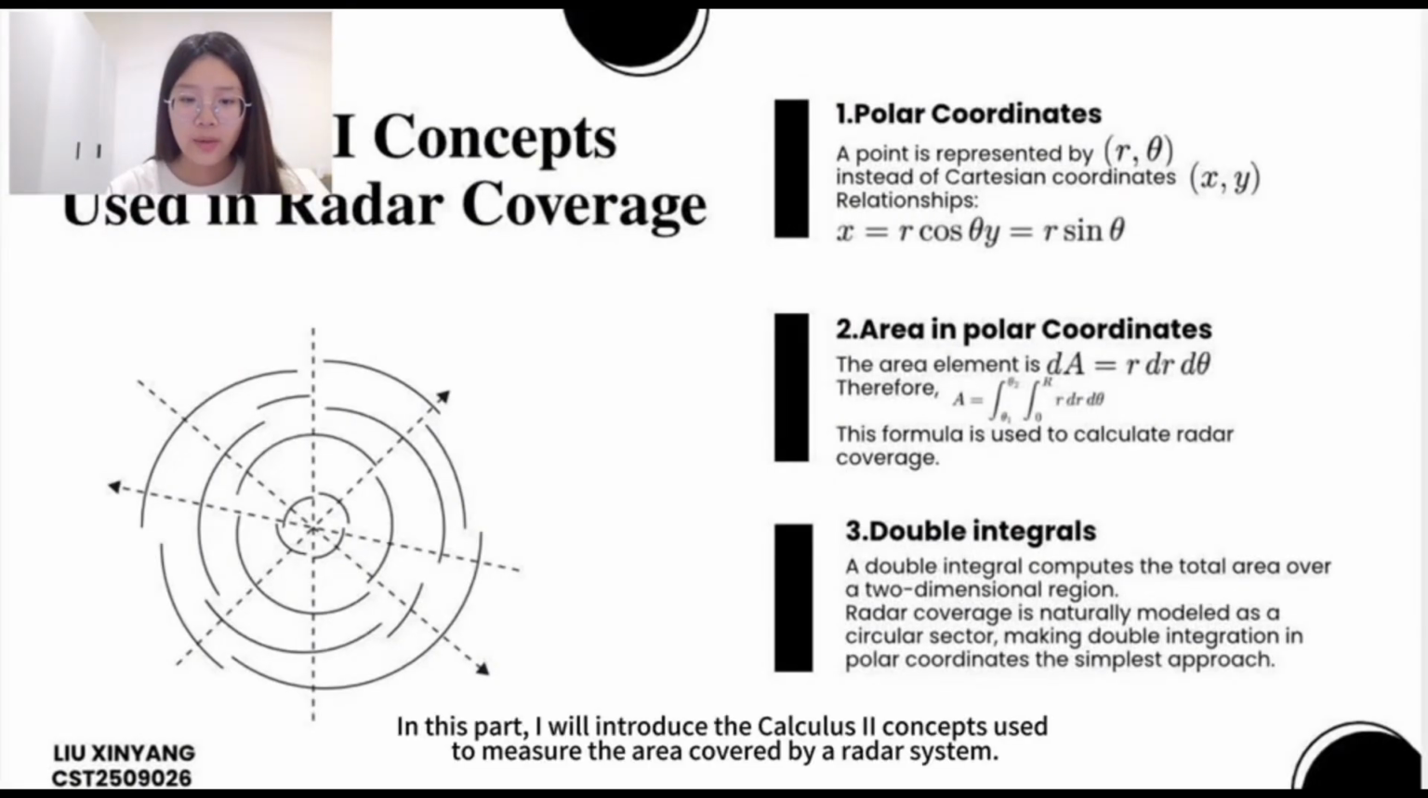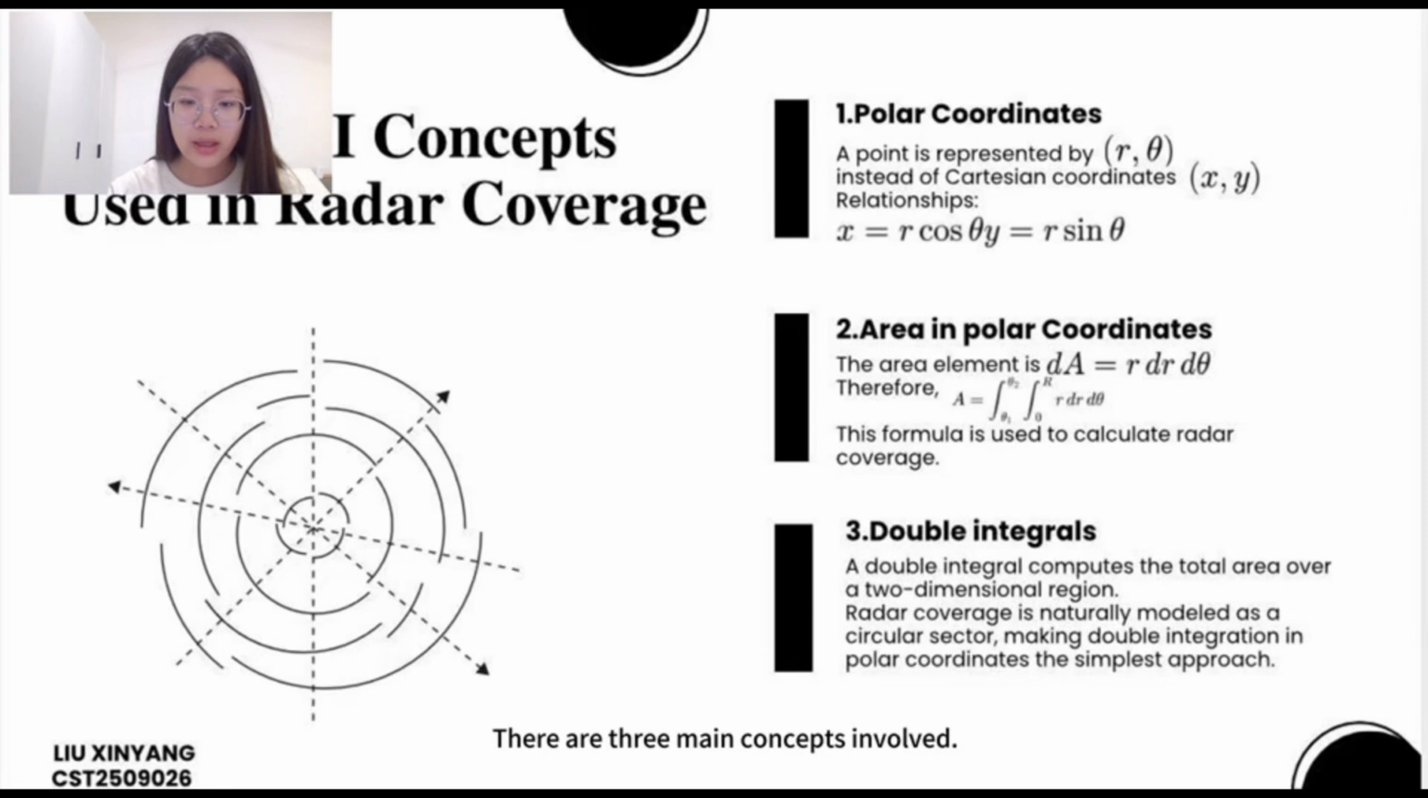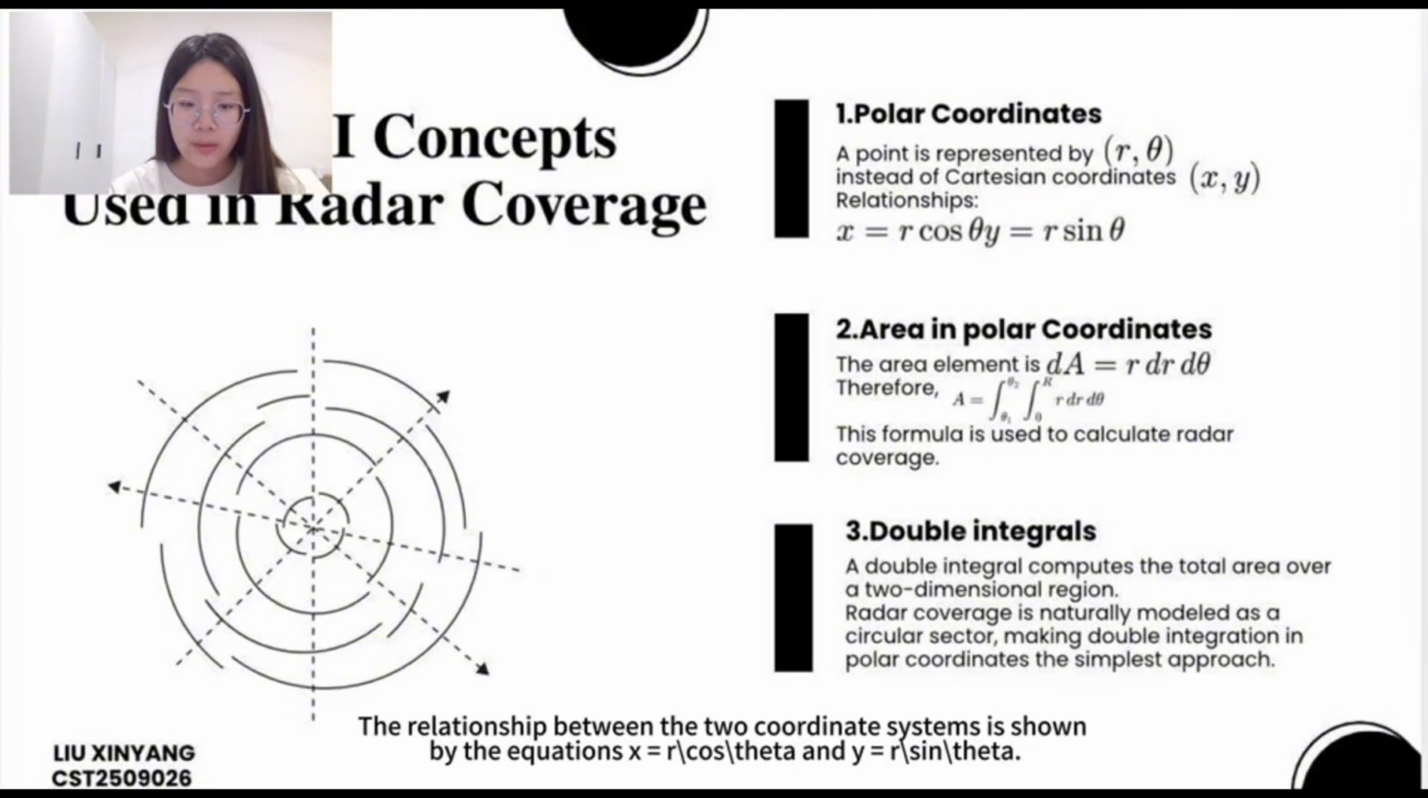In this part, I will introduce the calculus 2 concepts used to measure the area covered by a radar system. There are three main concepts involved. The first is polar coordinates. Unlike Cartesian coordinates, which use the x-axis and y-axis to locate a point, polar coordinates describe a point using its distance from the origin, represented by r, and its angle from the positive x-axis, represented by theta. The relationship between the two coordinate systems is shown by the equations x equals r cosine theta and y equals r sine theta.